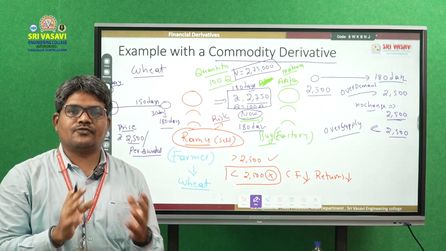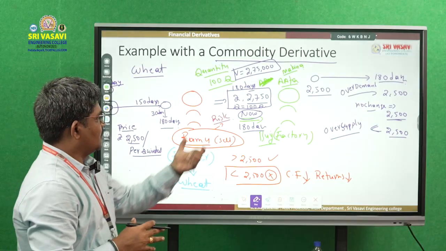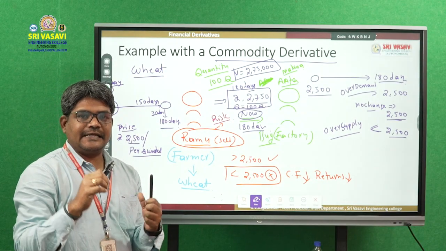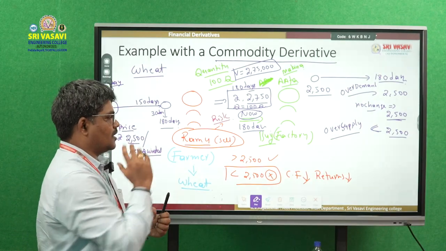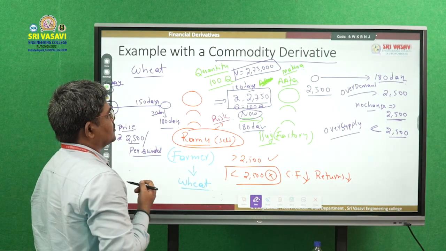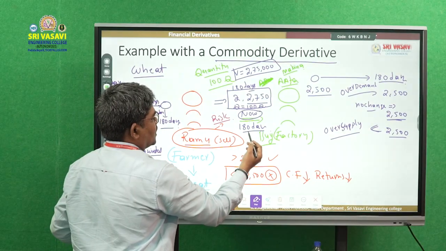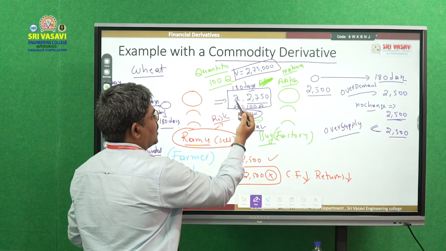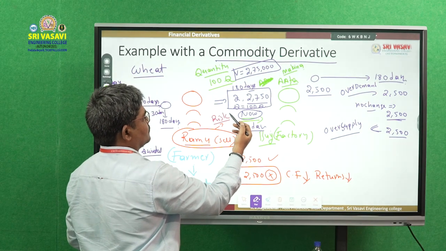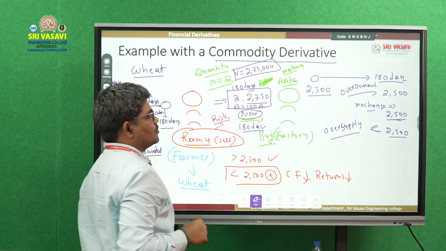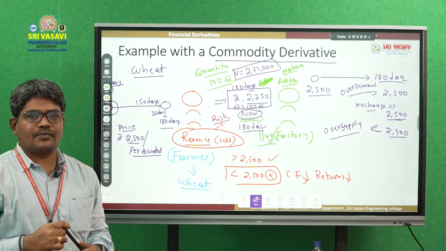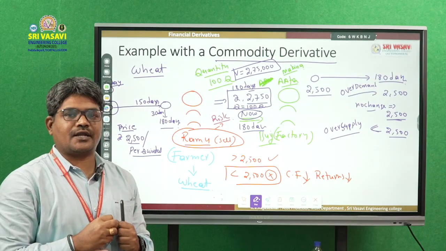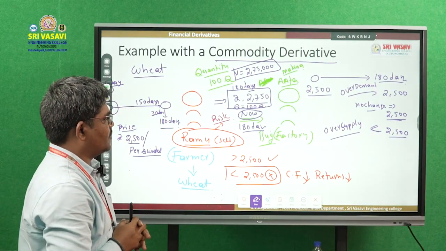We are not concerned about the future price. We are only concerned about the contract terms and conditions. Let me reiterate the contract terms between Ramu and the factory. They enter into a contract for 180 days to deliver 100 quintals of wheat at a rate of 2,750. This kind of contract is known as a derivative contract.